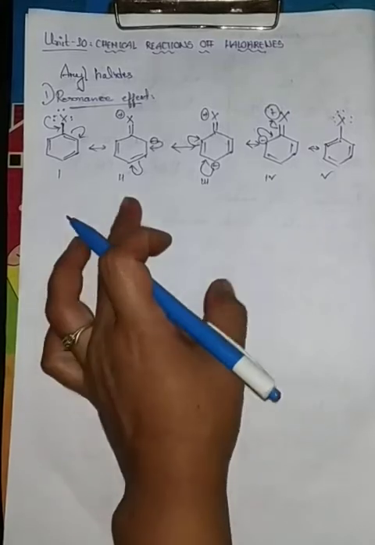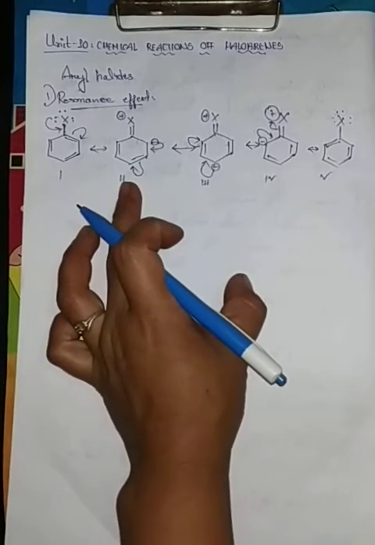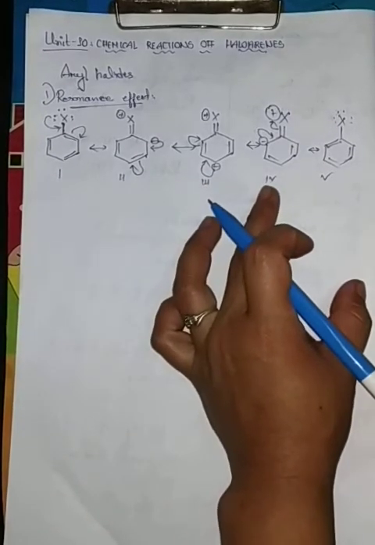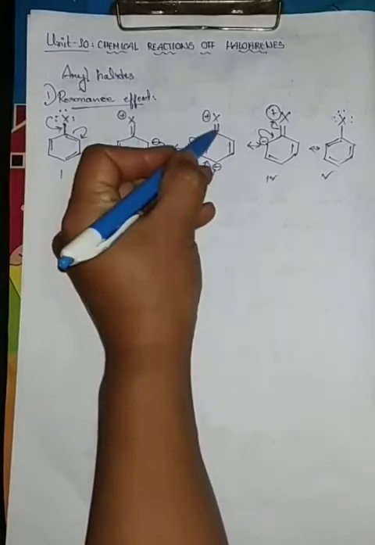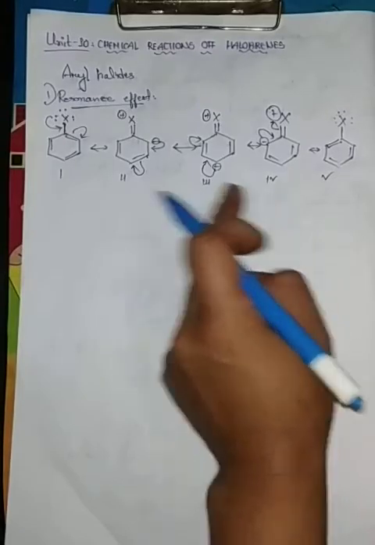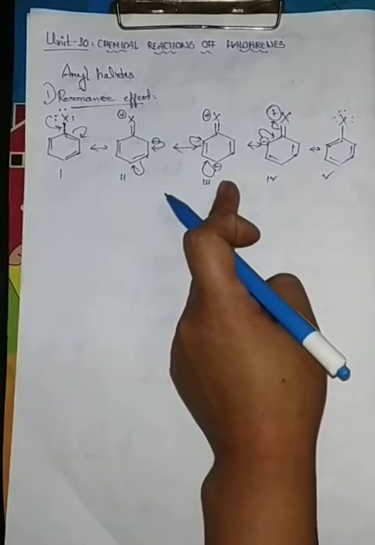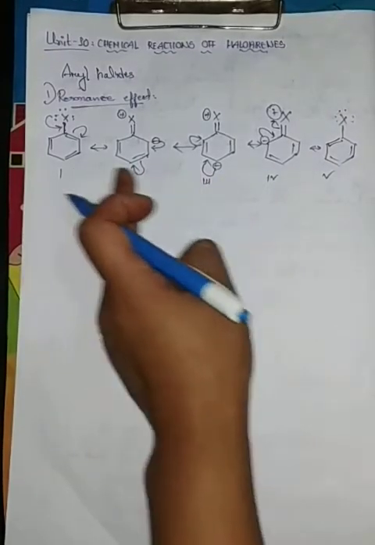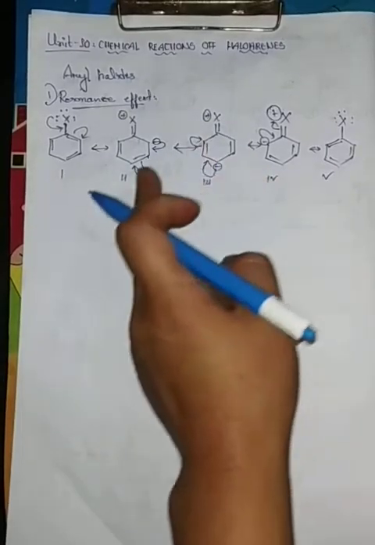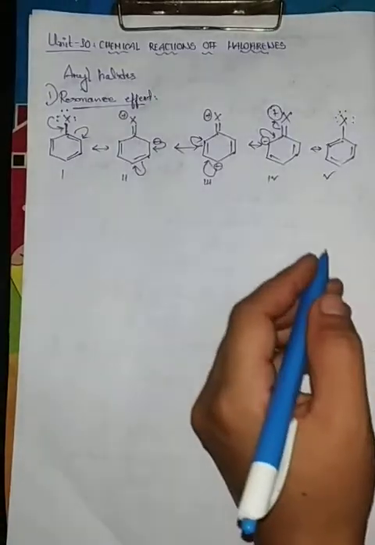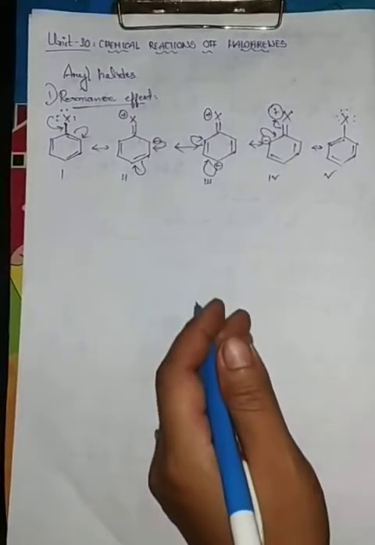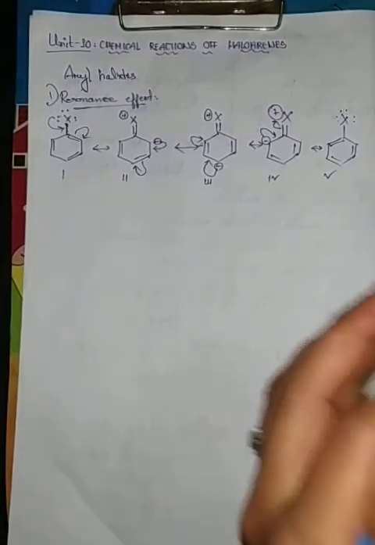Now if we see in our structures 2, 3, and 4, we will notice that in all of these 3 structures, the carbon to halogen bond acquires a partial double bond character due to the resonance. As a result, bond cleavage in haloarene is more difficult than in the case of haloalkane, and therefore they are less reactive towards nucleophilic substitution reaction.